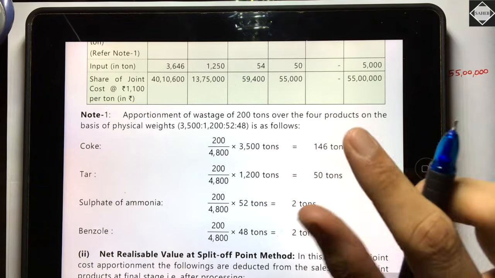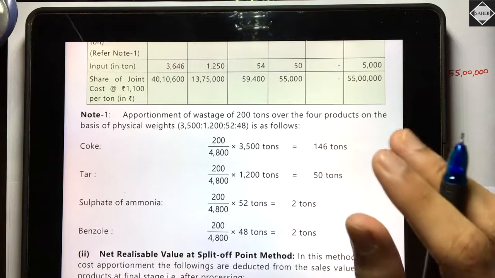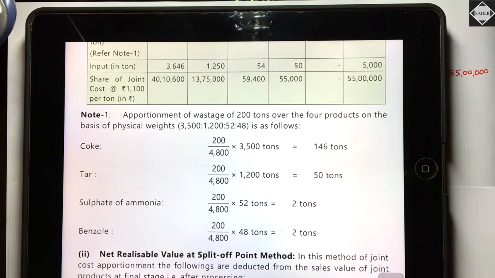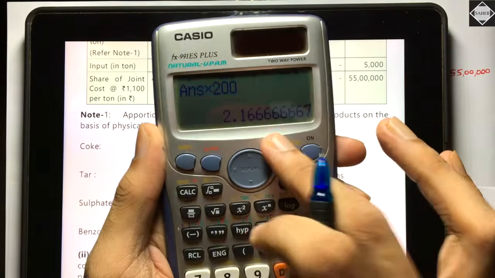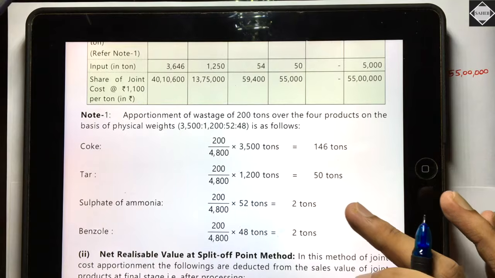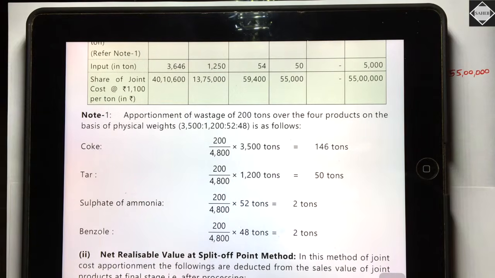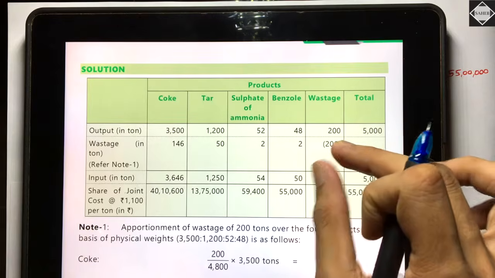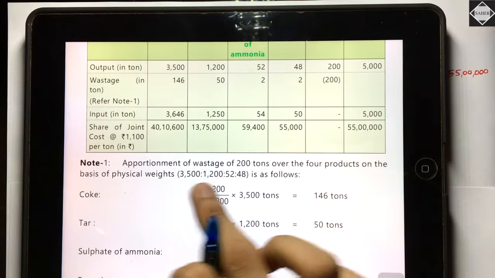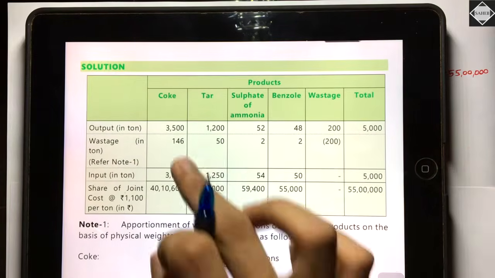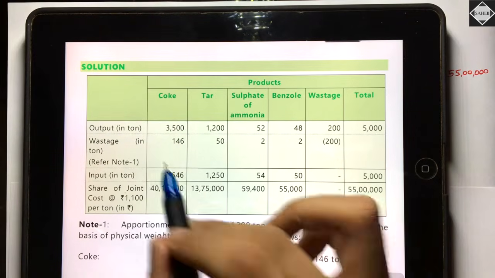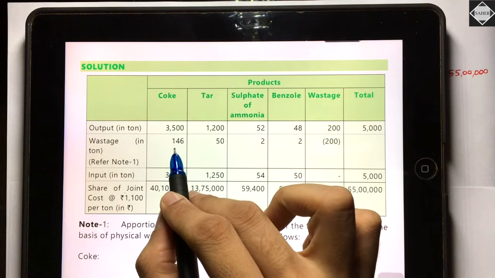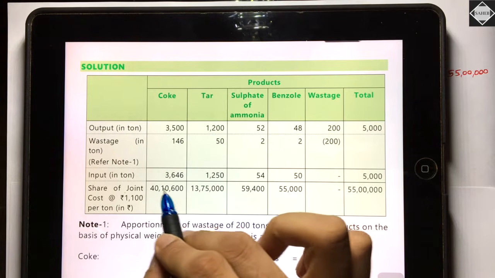So that is why there will be slight variation because of rounding off between our solution, which I will show you how to do, and the ICAI solution, because ICAI have rounded off. They have not taken 2.167, they have directly rounded it off. Okay, so this is the way they have done. They have distributed the wastage on the basis of output ratio. Clear? You understood, right? And then when they add this up, whatever wastage happened in coke, they found that out and added it up, so you will get the input.